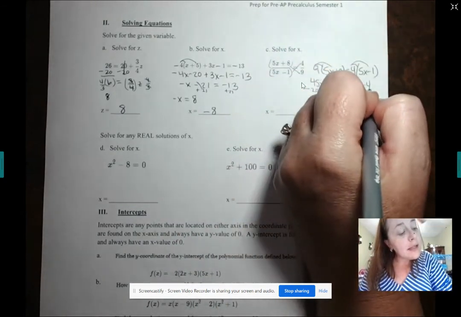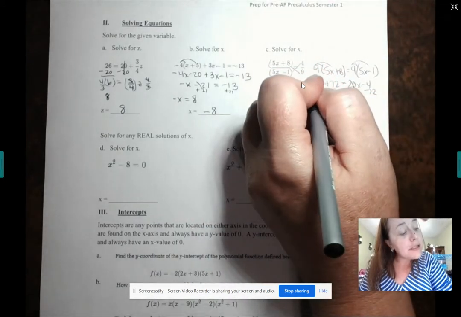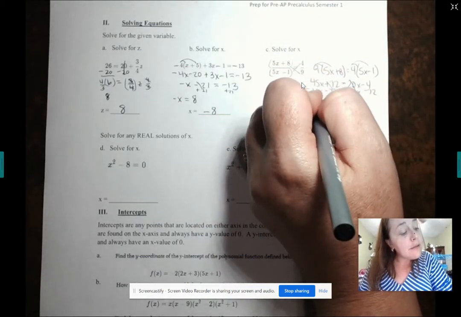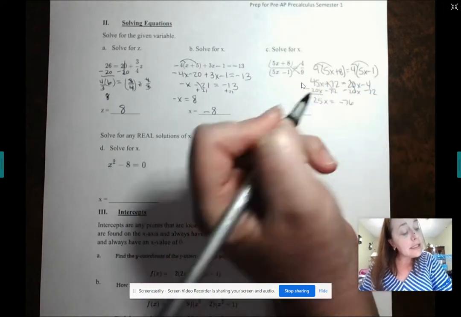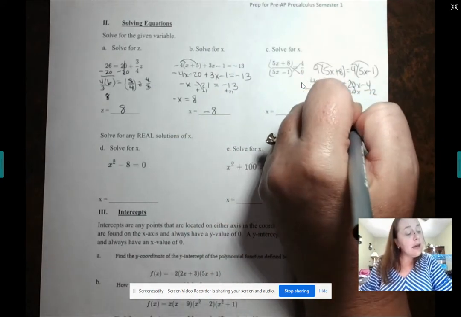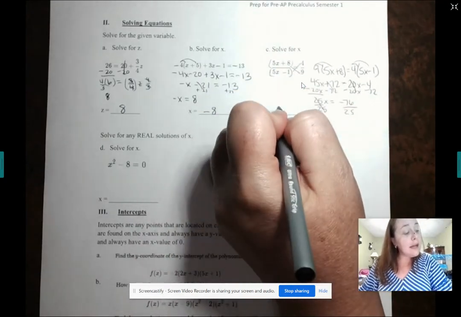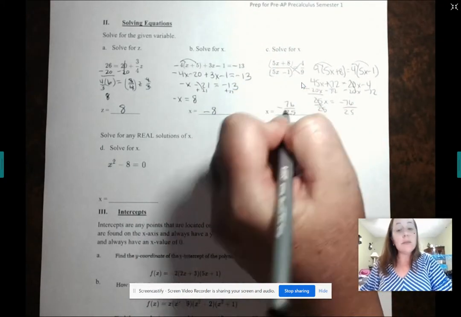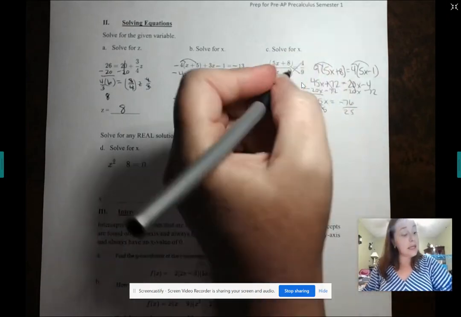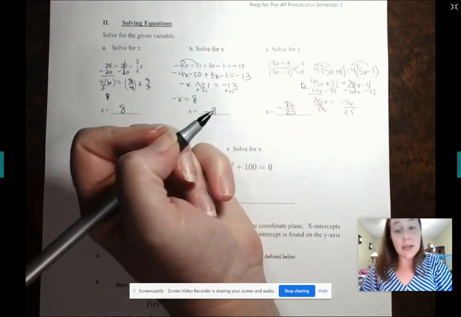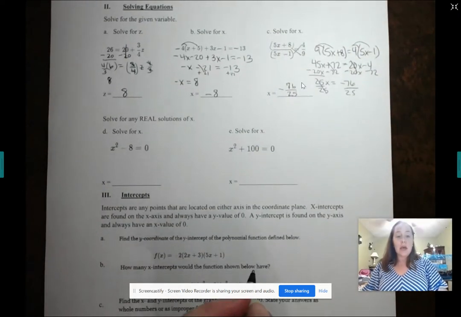And I'm going to move the constants to be together and the coefficients to be together. So that would give me 25x equals negative 76, so x equals negative 76 divided by 25. You can write that as a fraction. That cannot be simplified. You could also write it as a decimal only if it is not a repeating decimal. It's got to be a terminating decimal that ends.